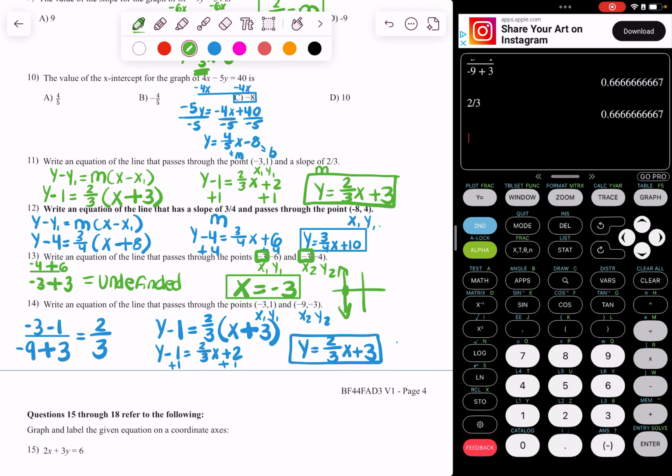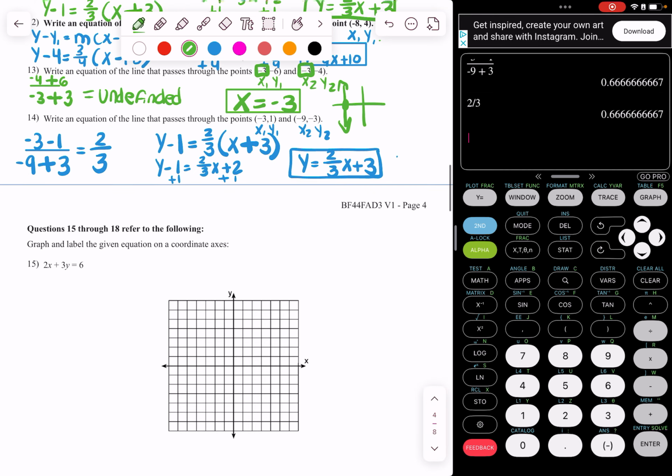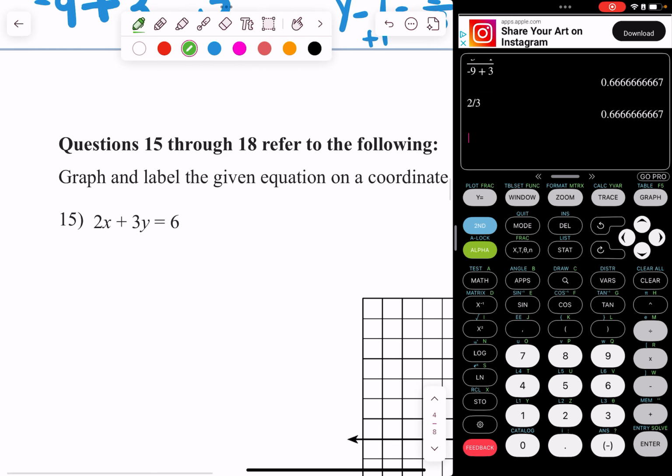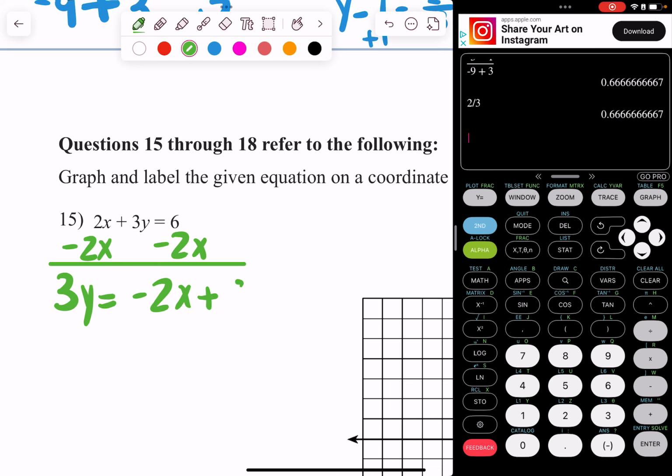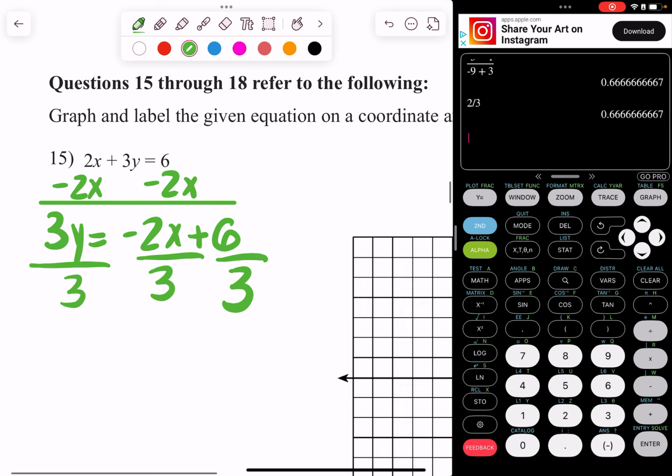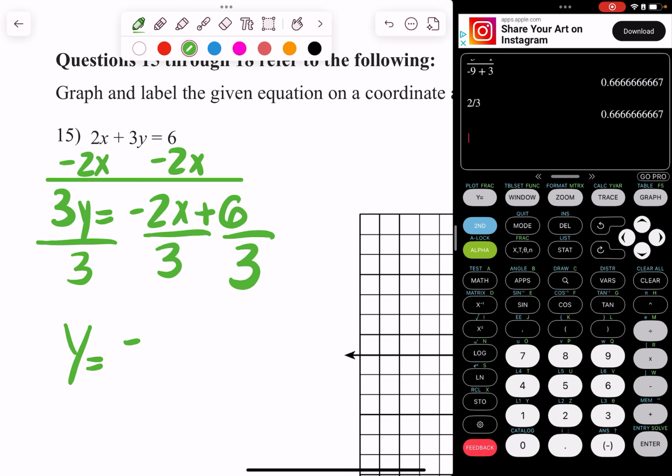All right, let's try number 15. They now want us to graph. The only way you can graph is equations are y equals. So we're going to need to rearrange this equation so it says y equals. I'm going to subtract the 2x. I will get 3y is equal to negative 2x plus 6. Then to get rid of the 3, I will divide all numbers by 3. Giving me y equals negative 2 over 3x plus 2. 6 divided by 3 is 2.